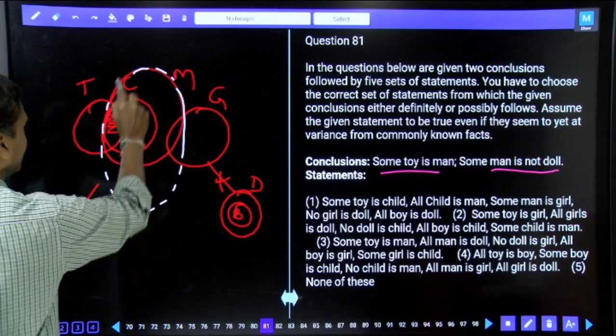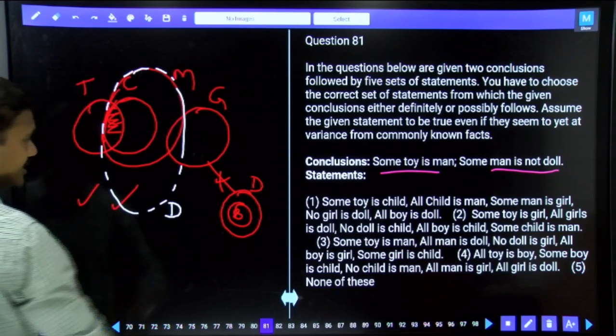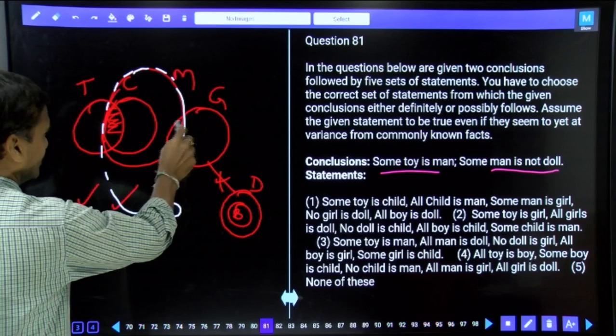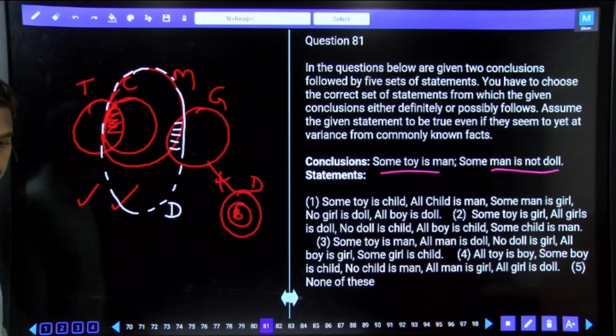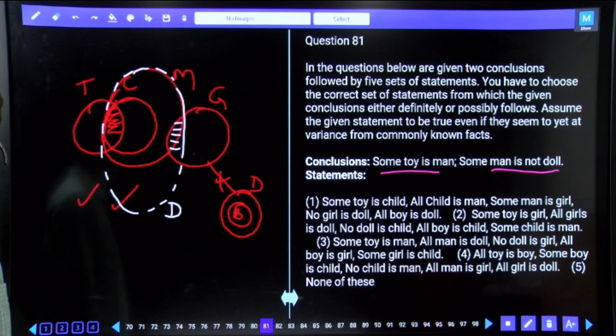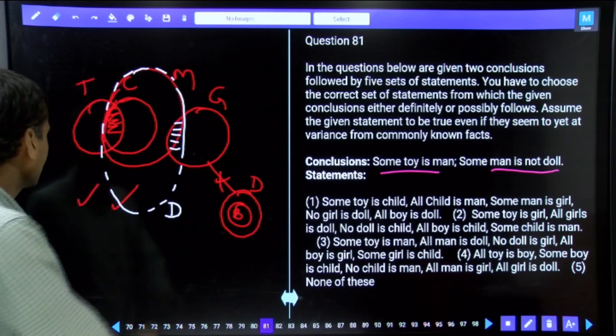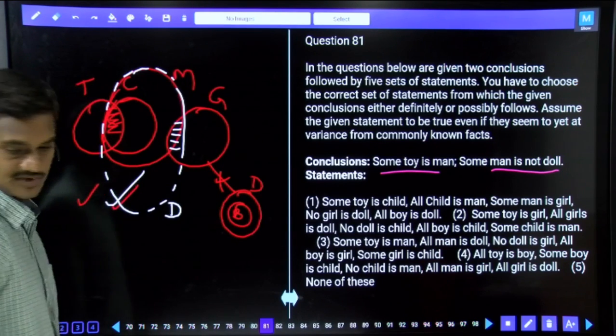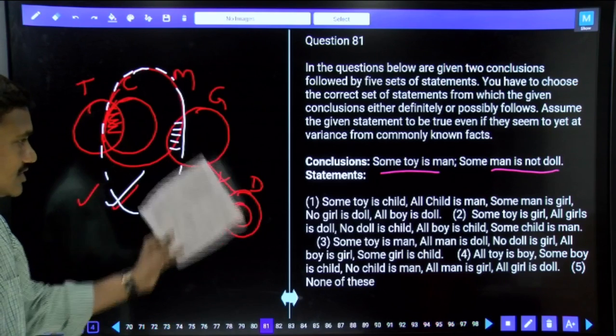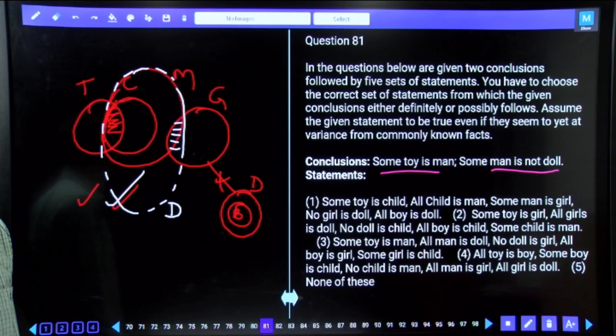Can I draw my doll like this? If I draw doll like this, then what happens here? No doll is a girl will become false. Statement invalid, alternate diagram cannot be drawn. This will be true forever. Then what is your answer? Now also you got choice 1 as the answer. Clear, Chandrasekhar? Now with the help of the diagram, anyhow you can solve this one.